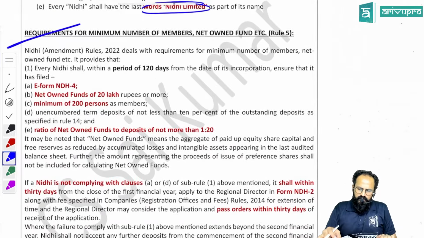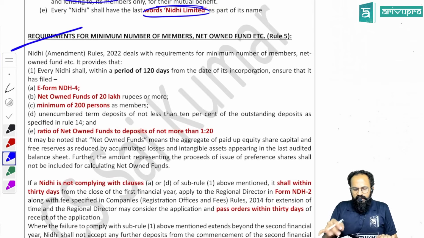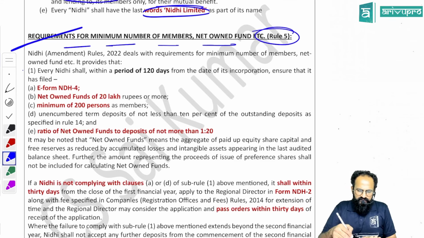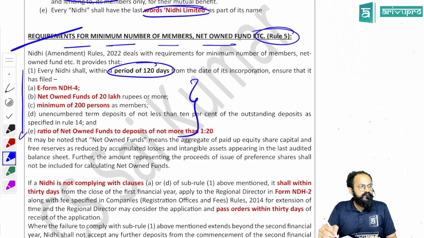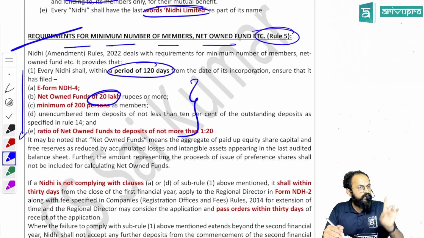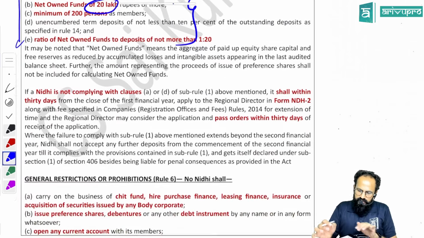People, okay, you guys have not yet got it, right? Now, people, in your ICSI material, this is how they have given. Requirements for minimum number of members, net own fund, they have given it as rule 5. Under rule 5, they have given this content. You remember the 120 days thing we wrote? And they wrote all these things. That is not how it is, people. Rule 5 says differently. According to rule 5, this is still 10 lakhs only. Whatever we wrote in the notes, follow that. Clear?